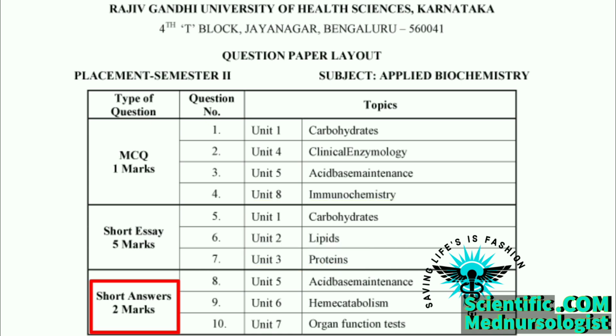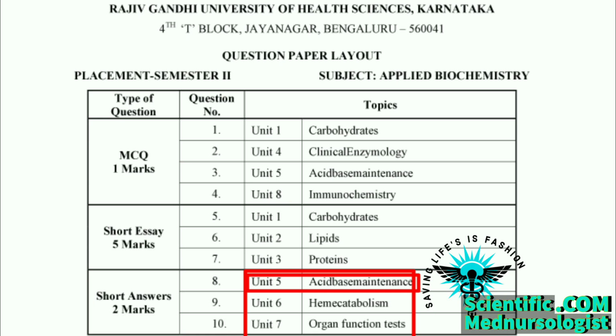Second part is short answers part, which carries 6 marks, which consists of 3 standard questions. All of these 3 standard questions will be asked in your degree examination, and all the standard questions in this short answers part are: first standard question is Unit 5 acid-base maintenance. Second standard question is Unit 6 heme catabolism. Third standard question consists of Unit 7 organ function tests.